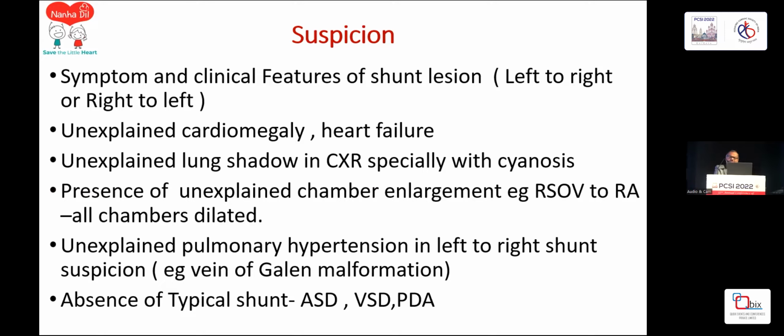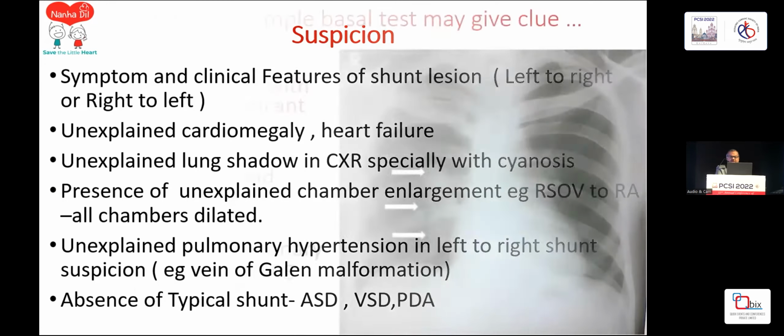Or unexplained pulmonary hypertension with a left to right shunt suspicion, especially vein of Galen malformation: unexplained PH, but we are getting a left to right shunt, so we need to do a little bit more introspection in the patient's imaging, and we are not getting a typical shunt. So suspicion plus absence of a typical shunt, we move towards looking for an atypical one.